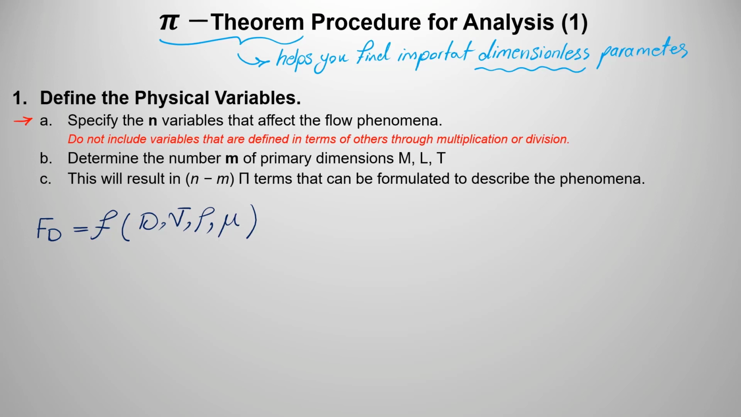So how many variables do we have right now over here? We have 1 is our drag force, 2, 3, 4, and 5. So based on this, n is equal to 5. Note that there is a line in red. It says do not include variables that are defined in terms of other through multiplication or division. What does that mean? So for example, we know that flow rate is equal to area times velocity. Should you include flow rate in the list of variables? No. Why?